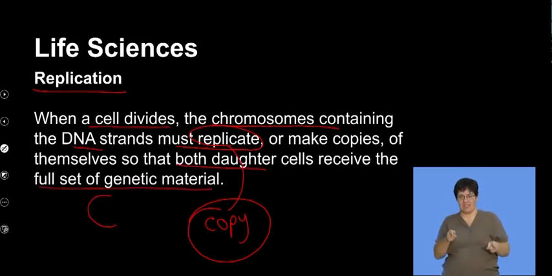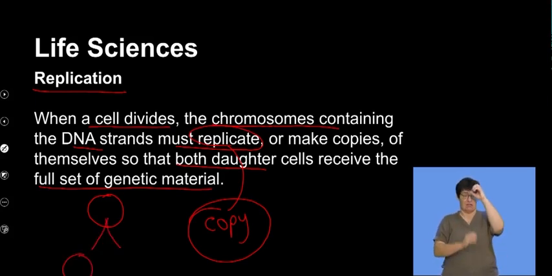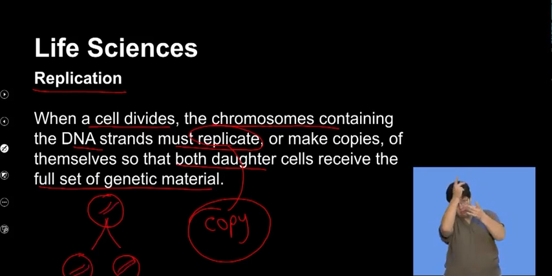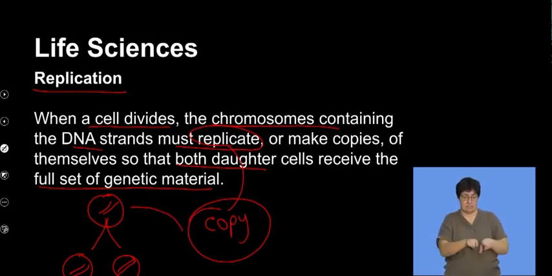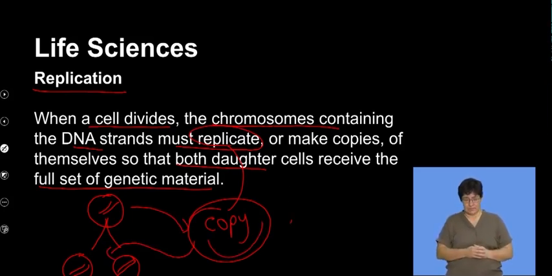So the rationale is that if we've got a cell that divides to produce two new cells, these cells must have an exact copy of that genetic information. And so it's important that that information is copied so that these daughter cells have that information. And so that copying process is replication of DNA.